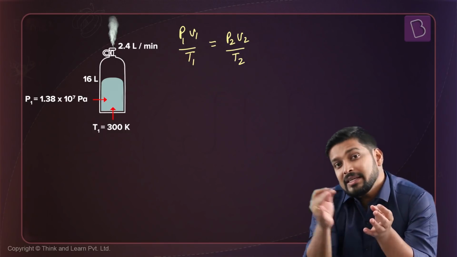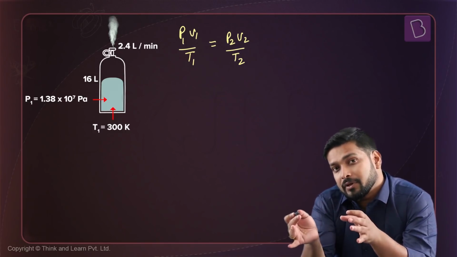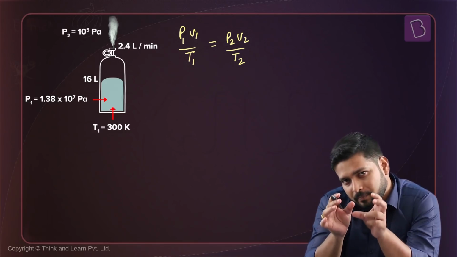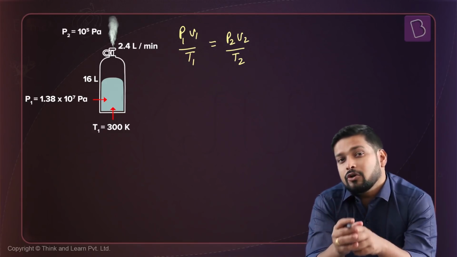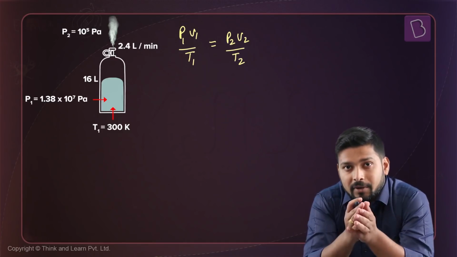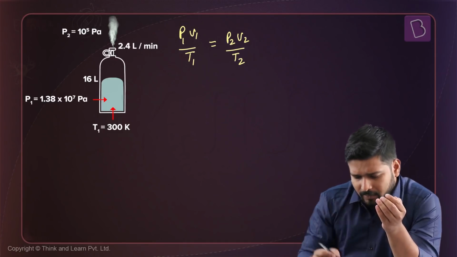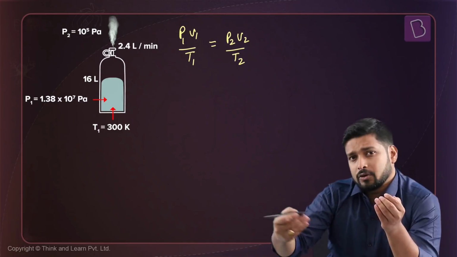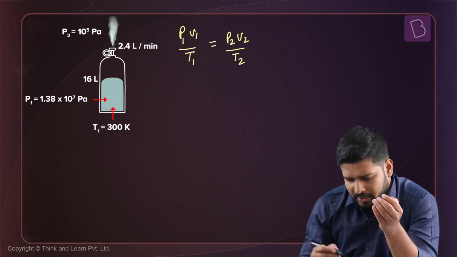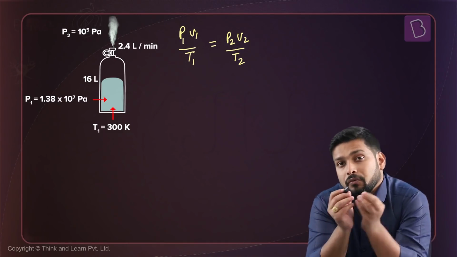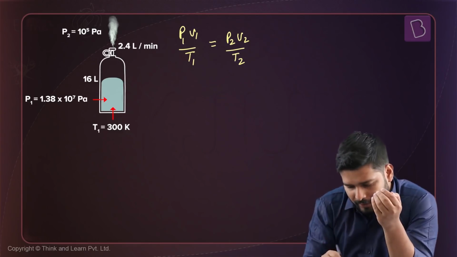Now when this gas leaks out, it leaks out into atmosphere. So first the value of P2 will be equal to 10 to the power 5 pascal, that's my atmospheric pressure, right? And T2 is also the temperature at room temperature, so we'll again take it as 300 Kelvin. And V2, now V2 is what actually we have to figure out, right?